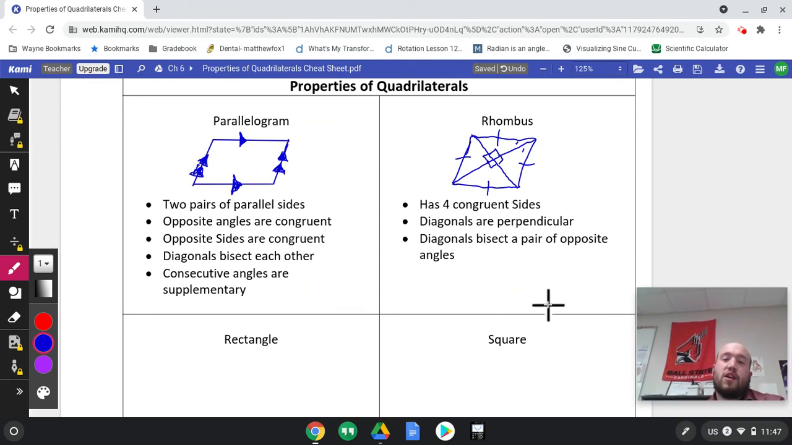Now, remember, a square is also a rhombus. So not only is a square a parallelogram, a square is also a rhombus. So all of these things will be true about a square as well.